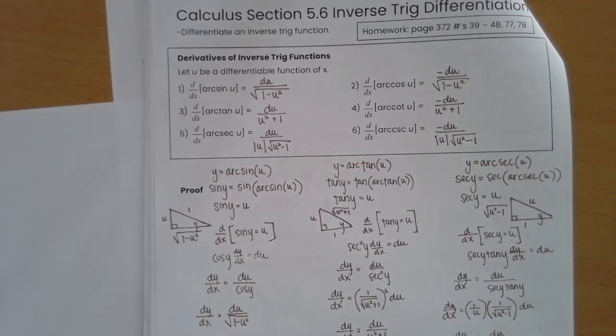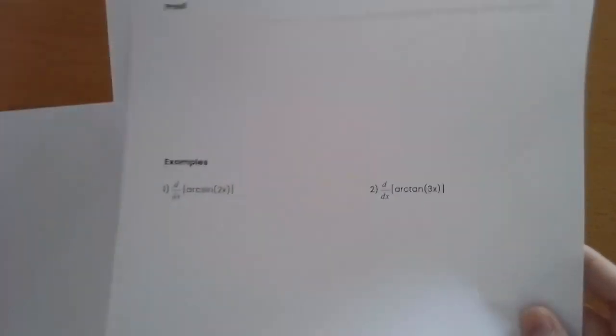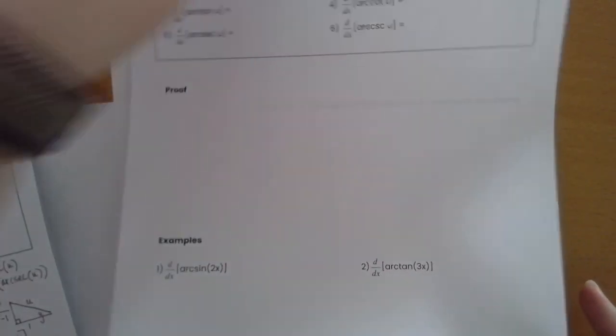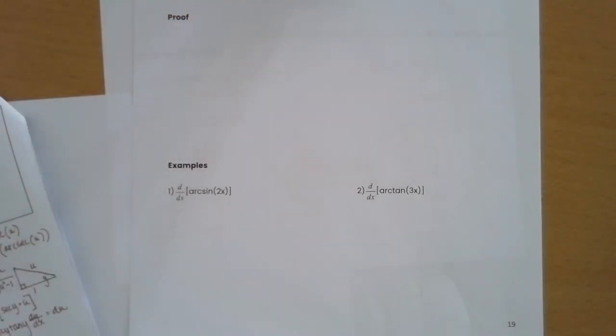We're going to look at a couple of examples. Number one is the derivative of arc sine of 2x. So the first thing that we want to do is make sure that we know what our formula is that we are working towards.